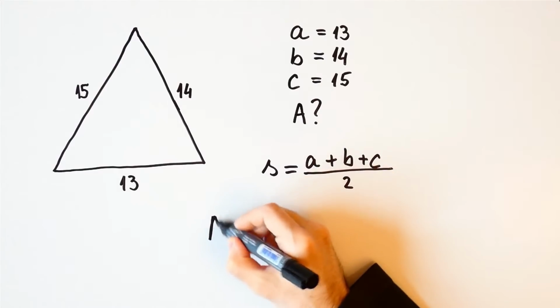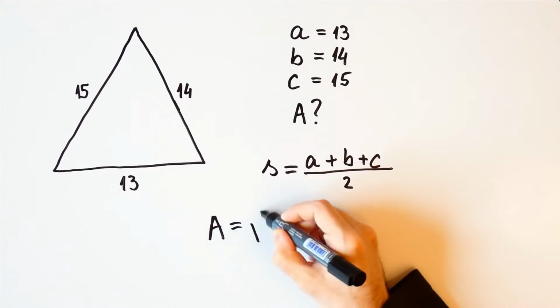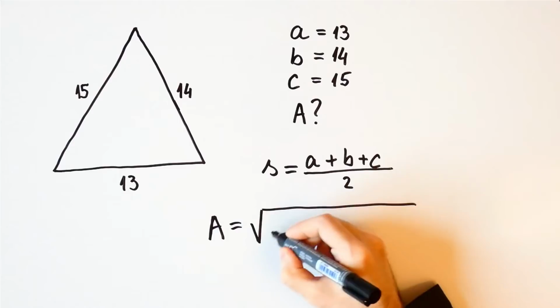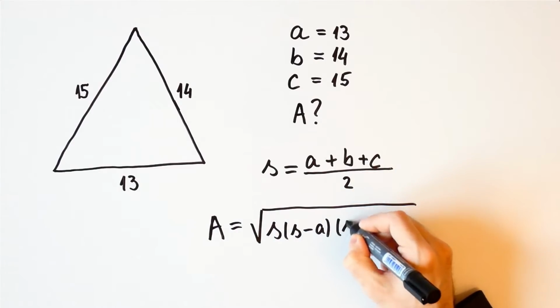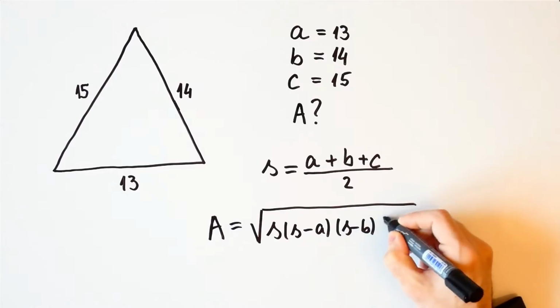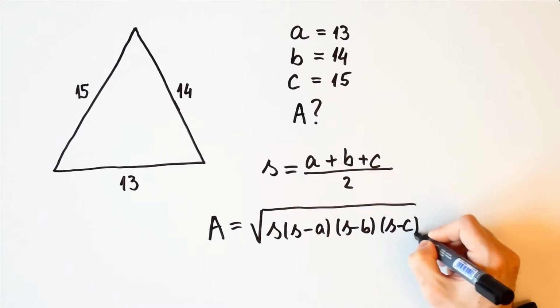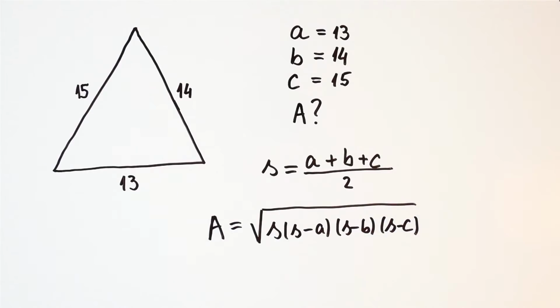then the area of the triangle is equal to the square root of s times (s minus a) times (s minus b) times (s minus c). But before we use this formula, let's see how we can derive it.